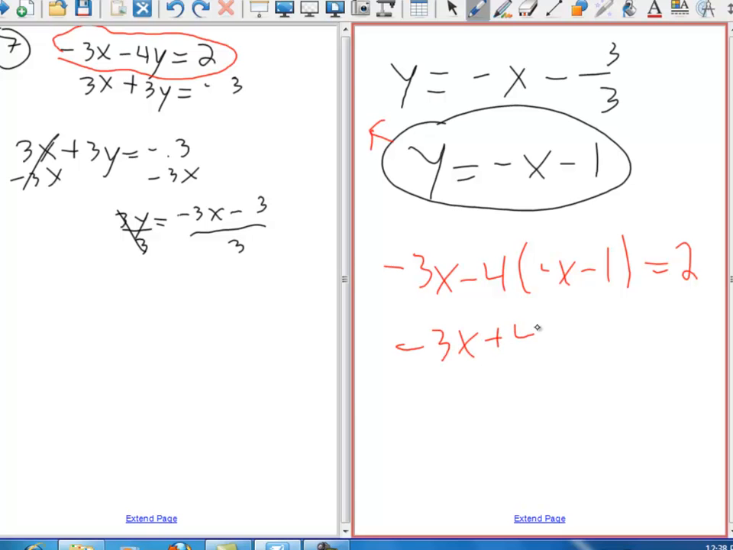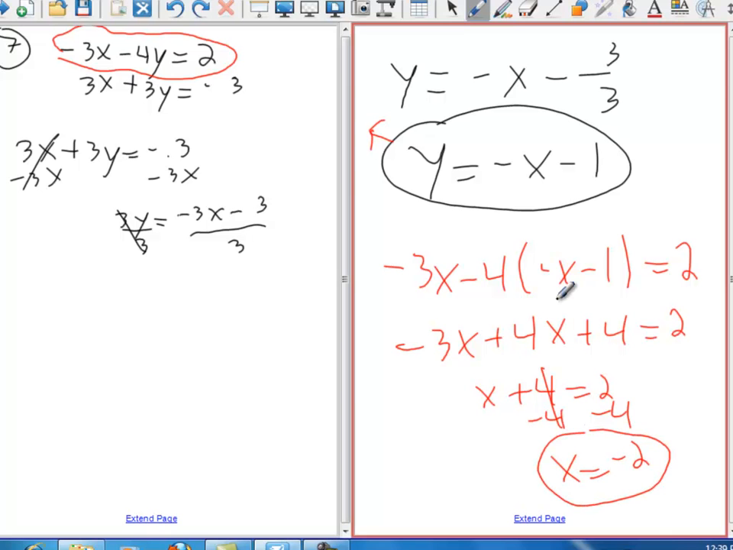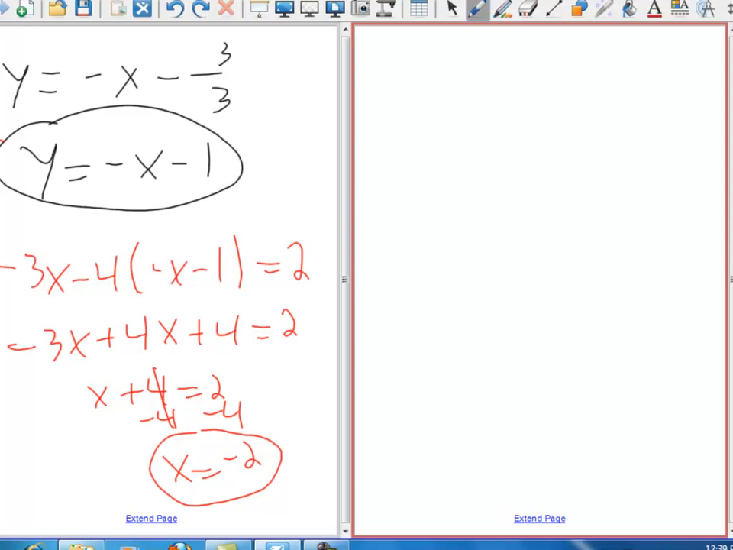Plus 4x plus 4 equals 2. Very good. And then x plus 4 equals 2, so x is 2 minus 4, which is -2. Now what can we do with that? We can put it into whichever equation we want, either one. What do you think is going to be the easiest? I think maybe it doesn't matter. Okay, let's go ahead and put it into the second one.